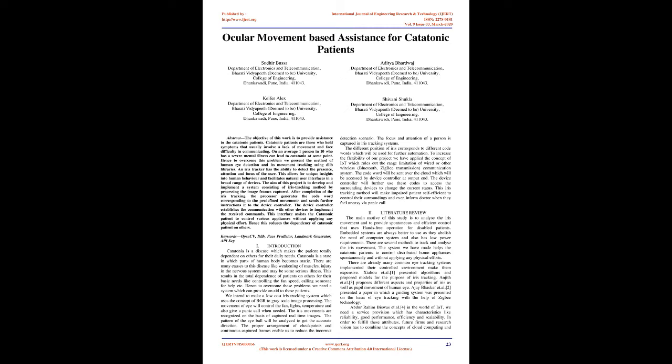Introduction. Catatonia is a disease which makes the patient totally dependent on others for their daily needs. Catatonia is a state in which parts of the human body become static. There are many causes to this disease, like weakening of muscles, injury in the nervous system, and maybe some serious illness. This results in the total dependence of patients on others for their basic needs, like controlling the fan speed, calling someone for help, etc.